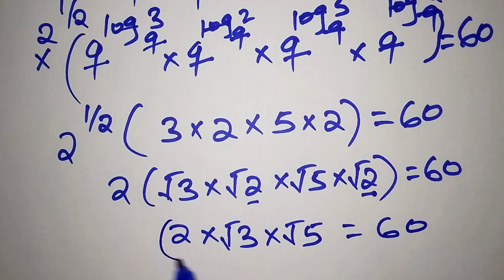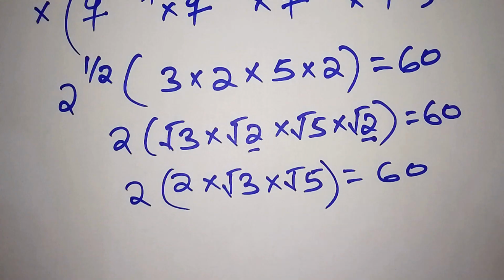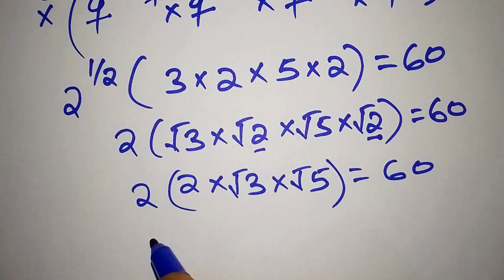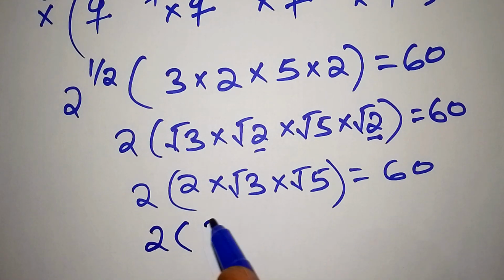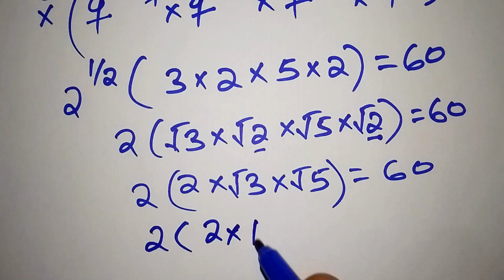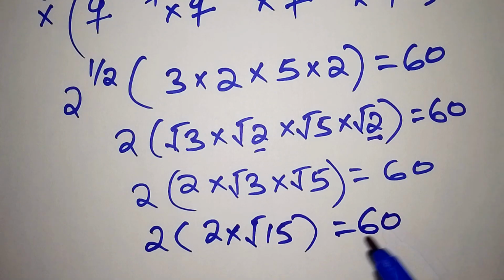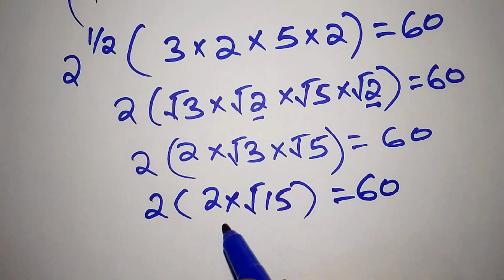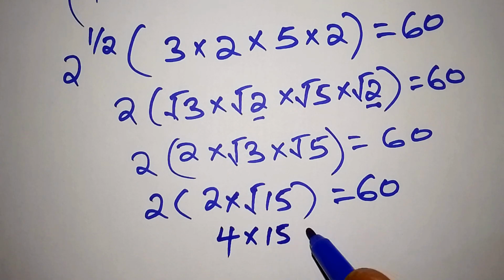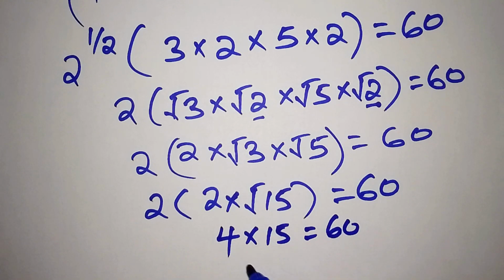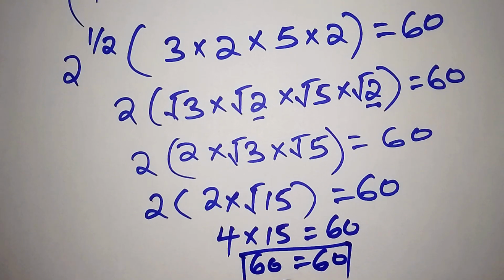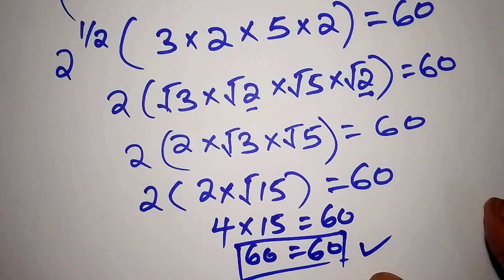Then all of these should be by 2. Next, this one now shall have 2 into bracket, 2 multiplied by the root of 15, is equals to 60. So the root here shall be 4 multiplied by 15, which is equals to 60 because it is by 2. So here 60 is equals to 60. It means that our answer is correct when we confirm that particular maths problem.